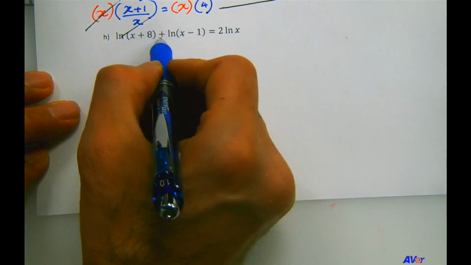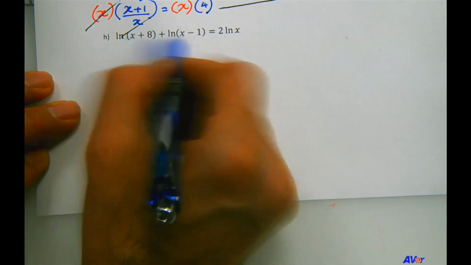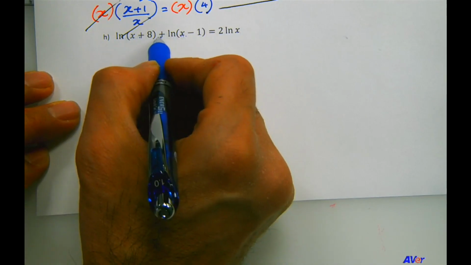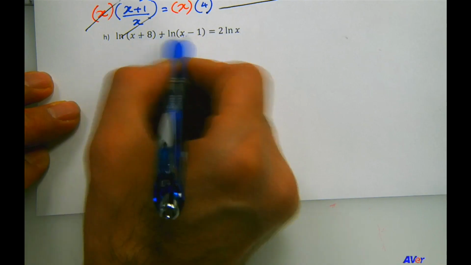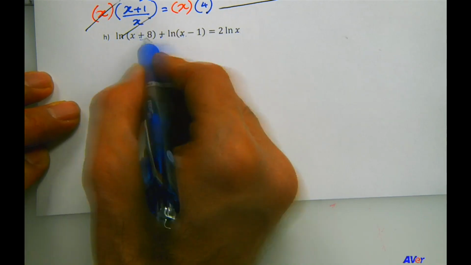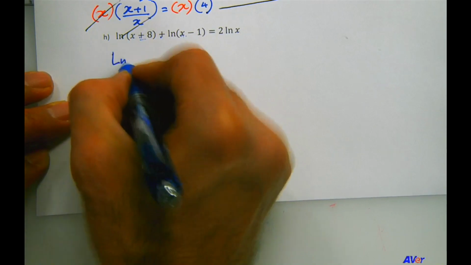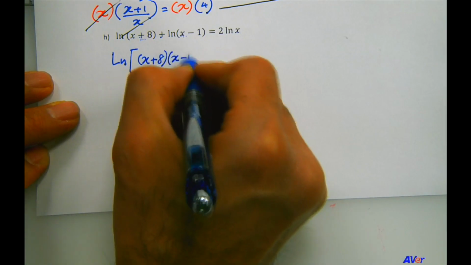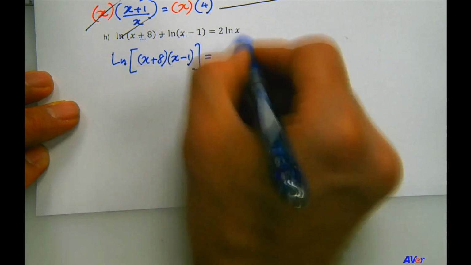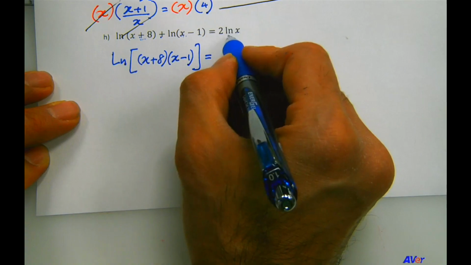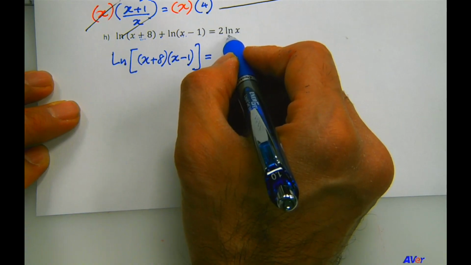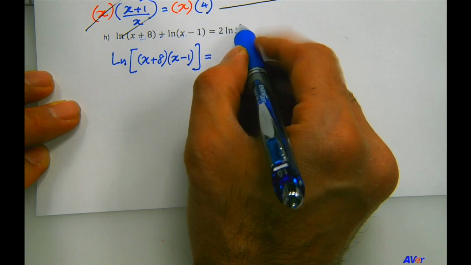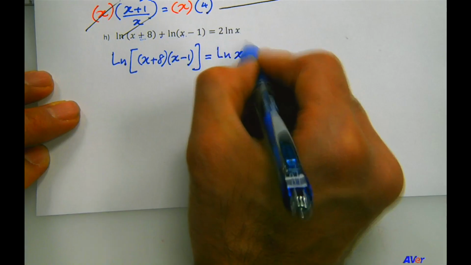So on the left, we have 2 natural log functions being added. So we can use that property we have to multiply the arguments here, the arguments being x plus 8 and x minus 1. So natural log of x plus 8 times x minus 1 equals, on the other side, let's apply that property we have. This number in front can become the exponent. So natural log of x squared.